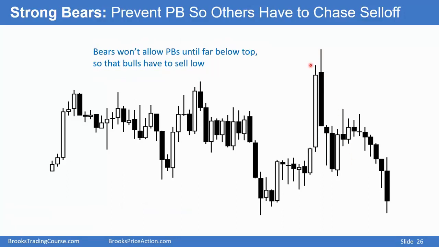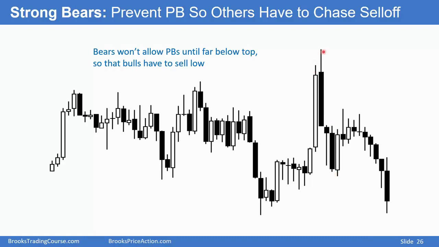The bears who sold up here or up here, they want to sell aggressively and strongly. They want to drive the market down very far so that there will not be a pullback until the market has gone a long way. They want to force the bulls into selling out of their longs at a very low price. That increases the chances that the bulls will not buy again for at least many more bars. It increases the chances that there will be lower prices.